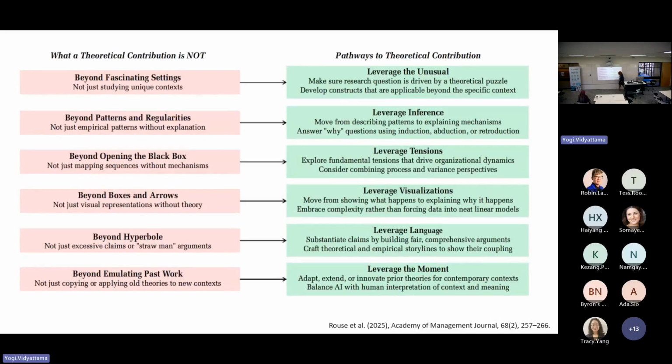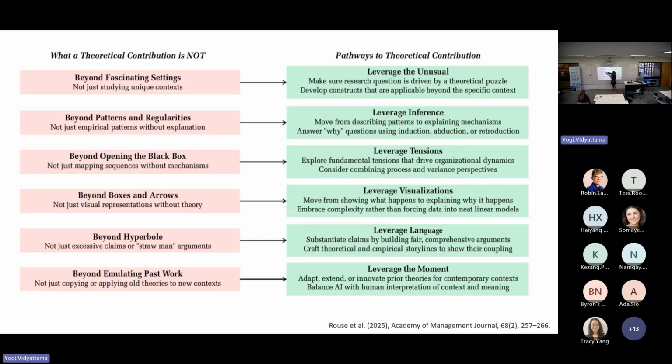This was also extremely interesting to me. This was published in the Academy of Management 2025, and they created this comparison, which is super cool. What a theoretical contribution is not versus how to get to a theoretical contribution. So one of the things they talk about is a theoretical contribution beyond fascinating settings. We get a lot of those as journal editors. Service quality hasn't been studied in Jamaica. Jamaica is a very interesting country. Let's do the service quality scale in Jamaica. Just because no one has done it in Jamaica doesn't mean it is a theoretical contribution.